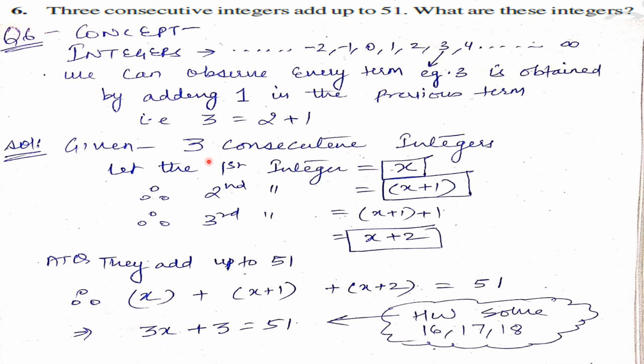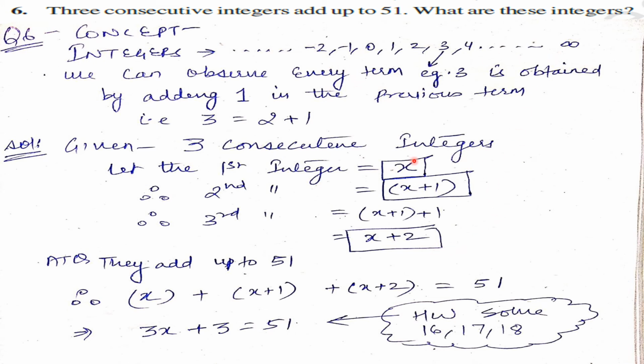So given to us is there are three consecutive integers. We don't know what these integers are, at which place they are. So we will assume the first integer as x. Therefore second will become x plus 1 and third will become second plus 1, that is x plus 1 plus 1, which is x plus 2. I hope you understood how I assumed these three integers on the basis of this example.